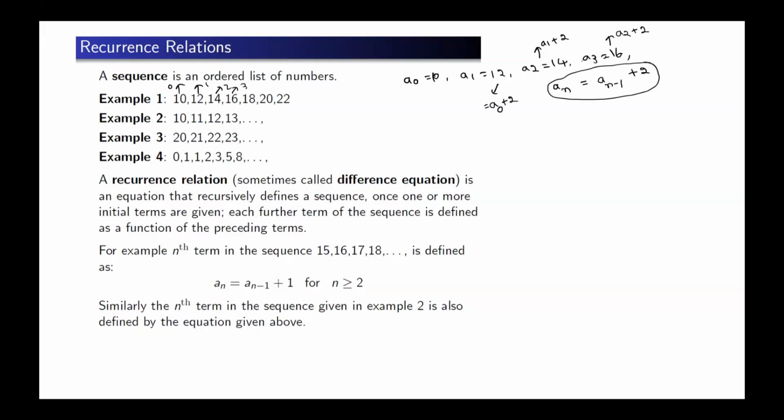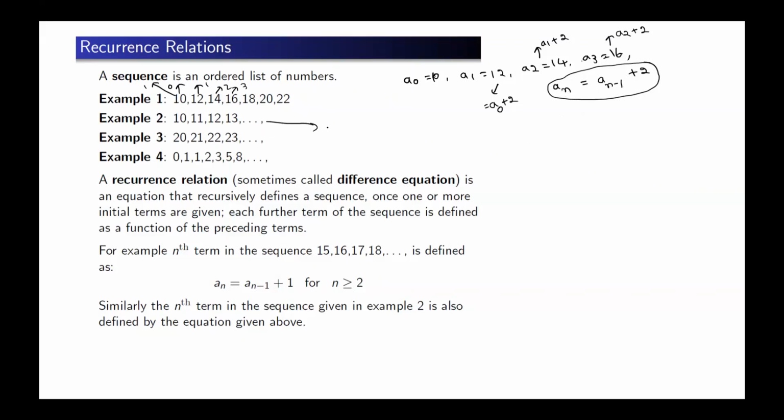Or if we want, we can consider it as the first term also. This is the first term, second term, third term, fourth term, like that. Then An we can call the nth term in the sequence. So we are able to represent the nth term in the sequence in terms of its previous terms. This type of equation or relation, we call it a recurrence relation.